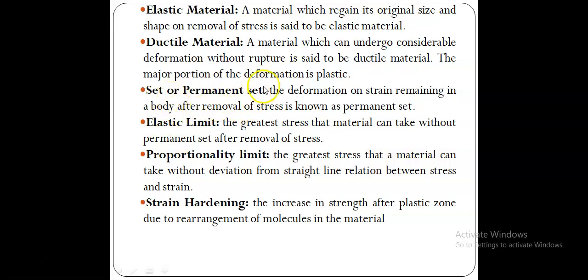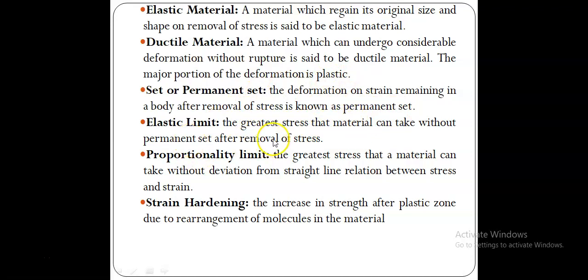Next, set or permanent set, which means the deformation or strain remaining in a body after removal of stress is known as permanent set. Once the range of stress or load goes beyond the elastic range, what happens there? After that, if you remove the load, what happens? There will be a residual strain or residual deformation. So that is called permanent set or set.